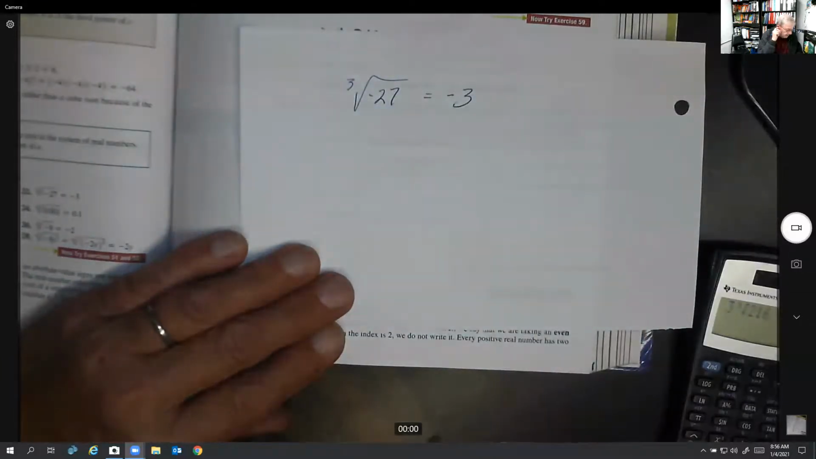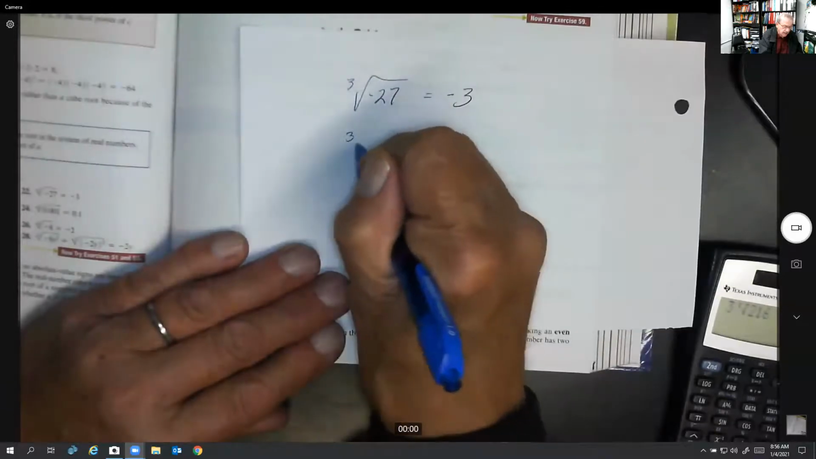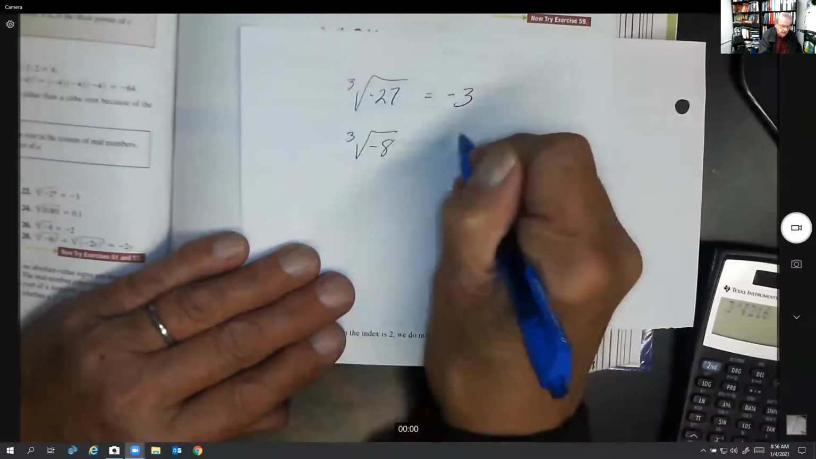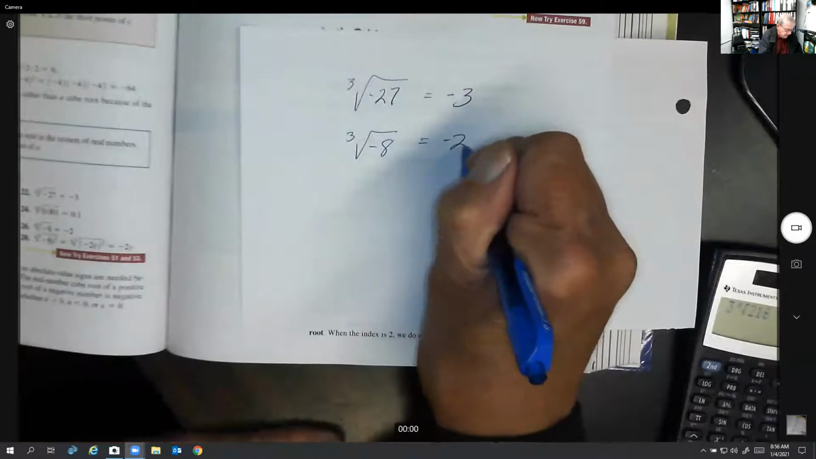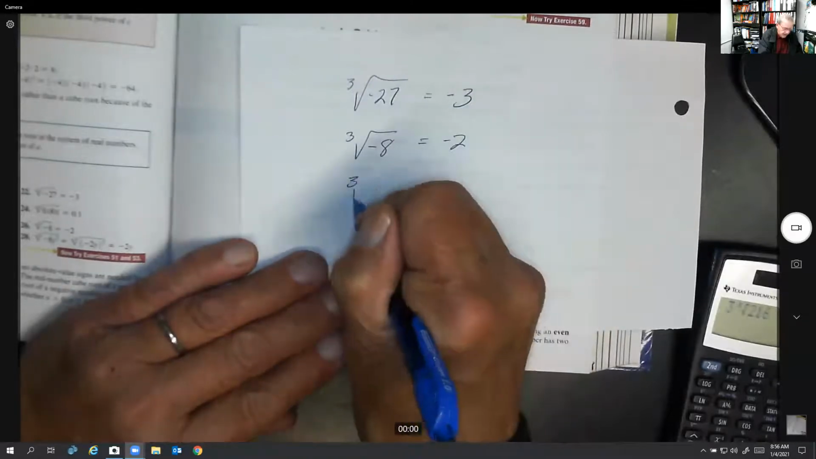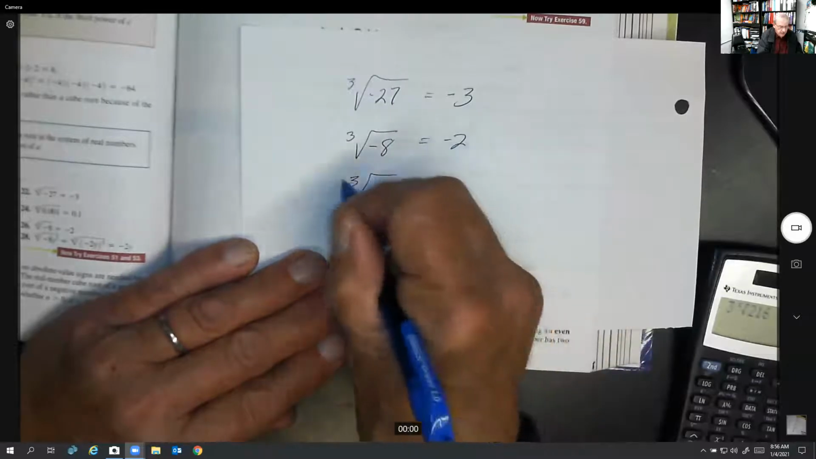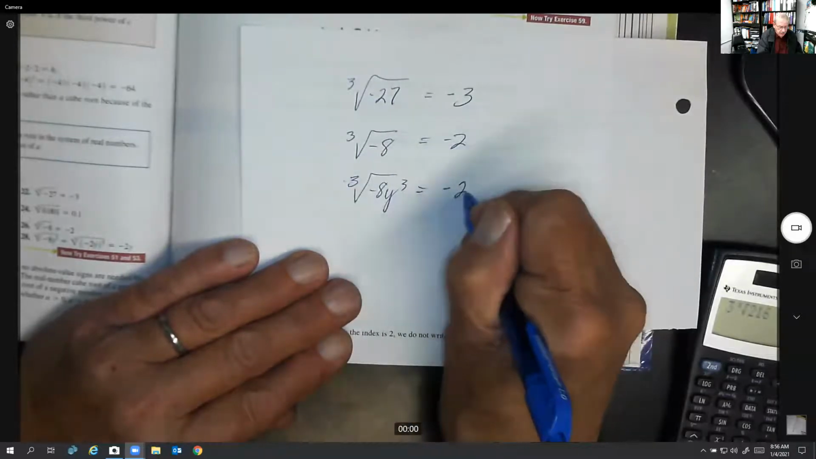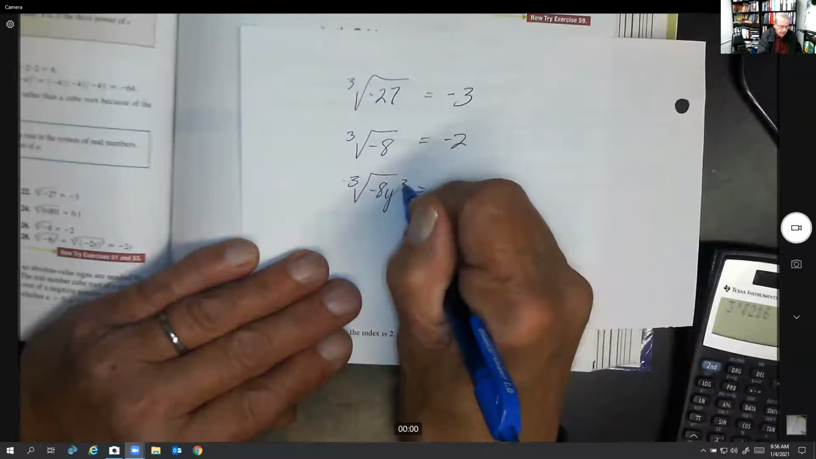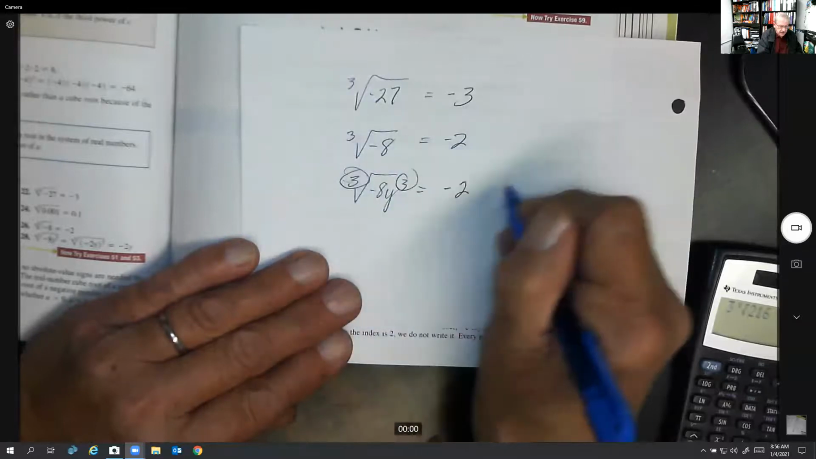I'm not going to worry about decimals. You can look those up. Cube root of negative 8. 2 times 2 times 2 is 8, so the answer is negative 2. Cube root of negative 8y cubed. Okay. Cube root of negative 8, negative 2. Cube root of y cubed. Indexes are the same. So y.